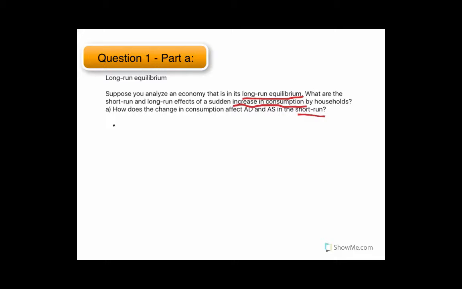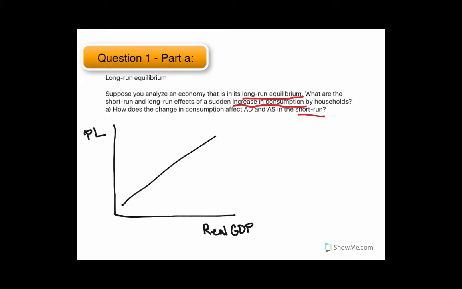And because of that, I'll draw the economy. For now, I will ignore the long-run aggregate supply. So we just have our usual upward sloping short-run aggregate supply and aggregate demand. Okay, and we know that there's an increase in consumption. That's what the question tells us.